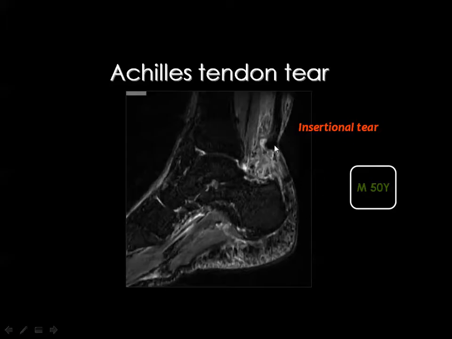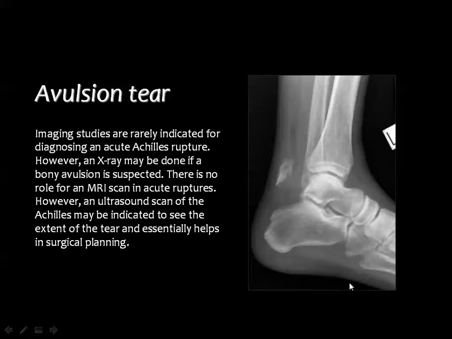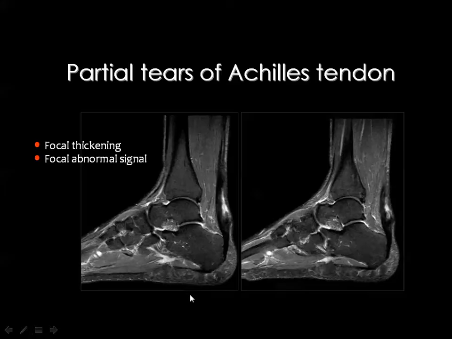And you can measure also the gap between the cut edge of the Achilles tendon and the site of its insertion in the posterior aspect of the calcaneus. And by plain X-ray, you can also diagnose avulsion tear of the Achilles tendon whenever you see a bone fragment which is avulsed from the posterior aspect of the calcaneus and retracted upwards. And this is the site of the attachment of the tendo-Achilles to the calcaneus.